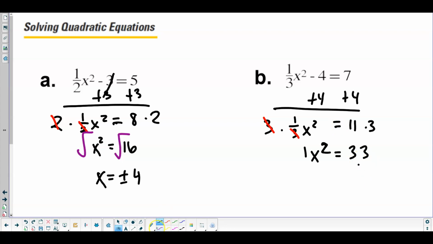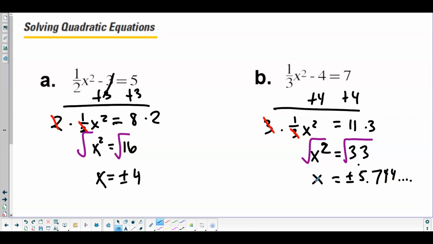So now if you take the square root, because again, 1x squared is the same thing as x squared, so you don't necessarily have to write the 1 in there. We can get rid of that 1 if we want. But we do have to take the square root. So if I take the square root of 33, it's not an error, but you will get a decimal answer. Okay, so by doing the square root of 33, I got plus and minus 5.744, yada, yada, yada. So there's more answers afterwards.